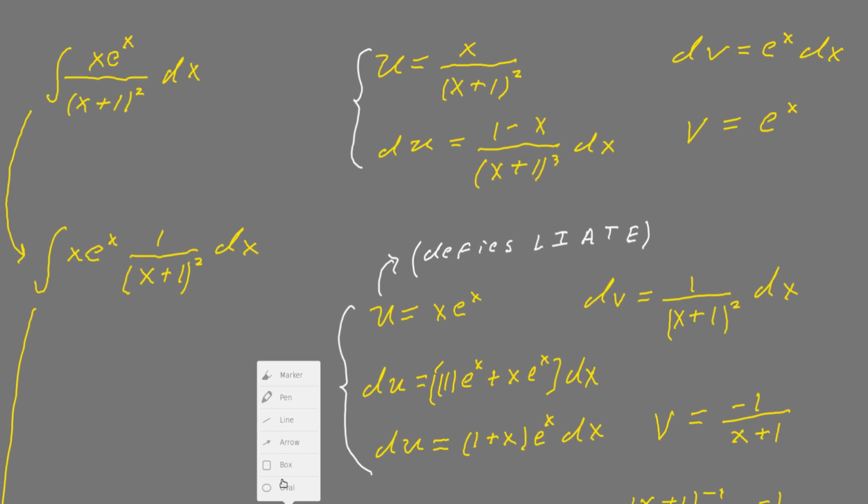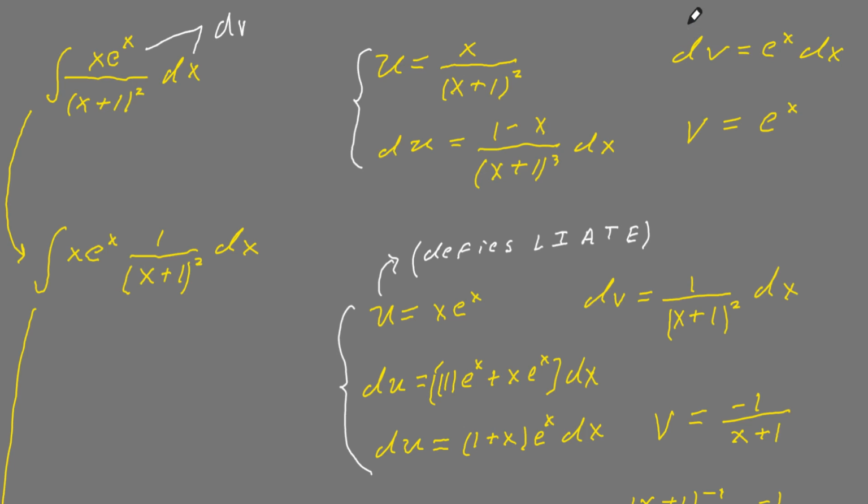Now I'll take a look at the type 4 problem. I need something that I can integrate pretty easily, so what I could do is I could choose the dv to be equal to e to the x times dx. Then whatever's left over is going to be u, so u is going to be x over x plus 1 square. So I'll have u here and dv equal to e to the x dx.